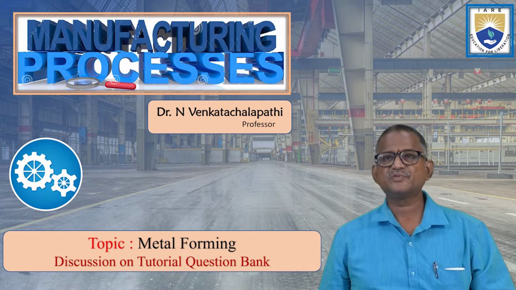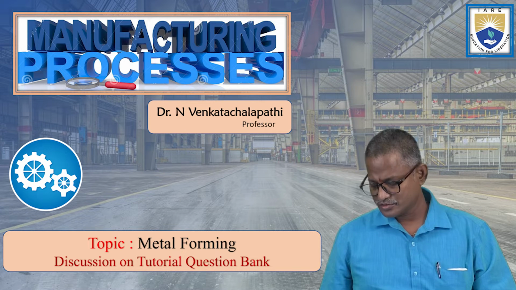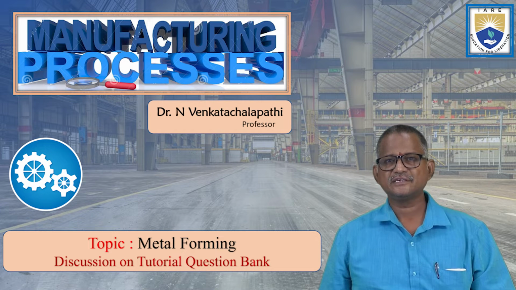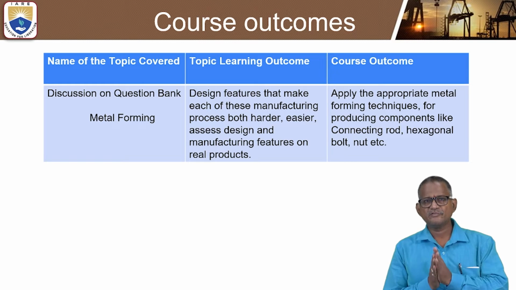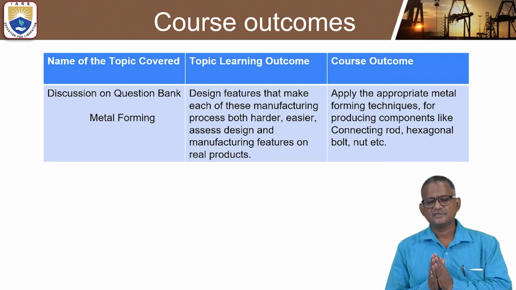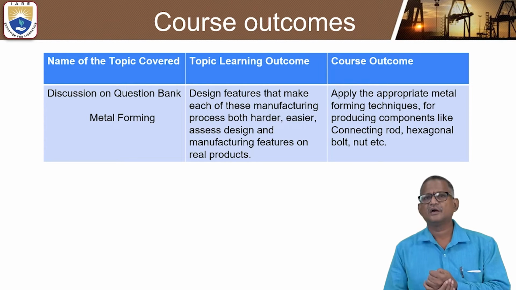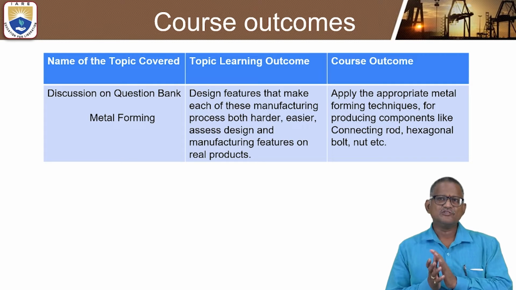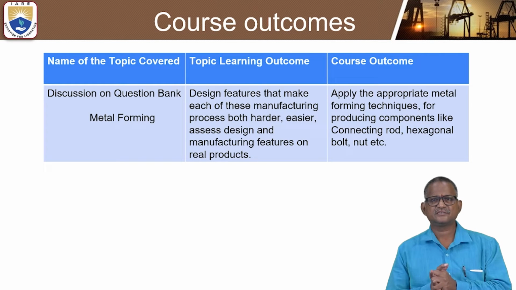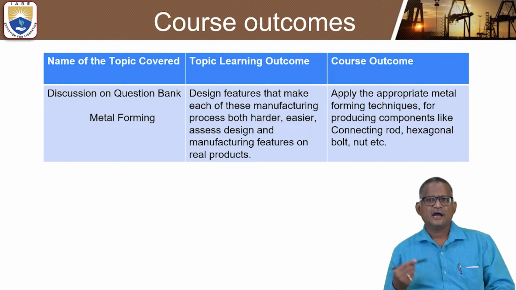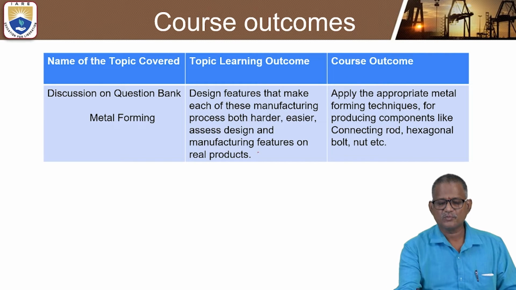This is in the manufacturing process course for the mechanical engineering, automobile and aeronautical engineering classes. The main topic covered in the earlier sessions is the discussion on question bank for the metal forming process. The main learning outcome of this topic is to design features that make each of these manufacturing processes harder or easier, and assess design and manufacturing features on real products.